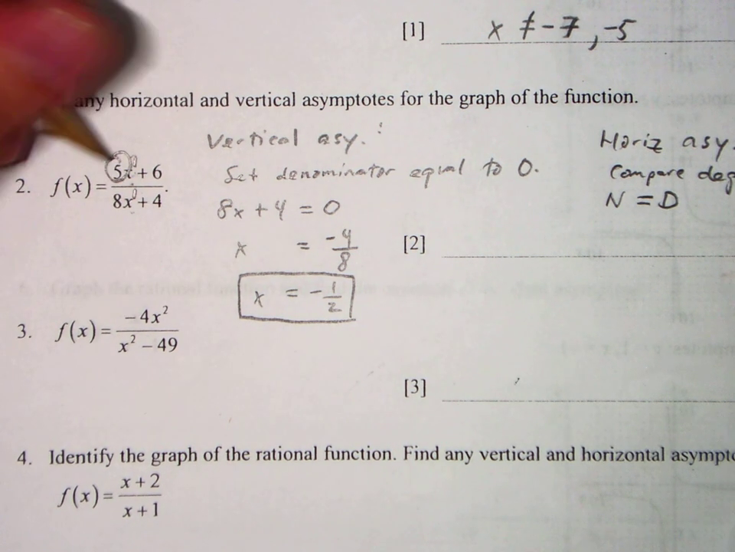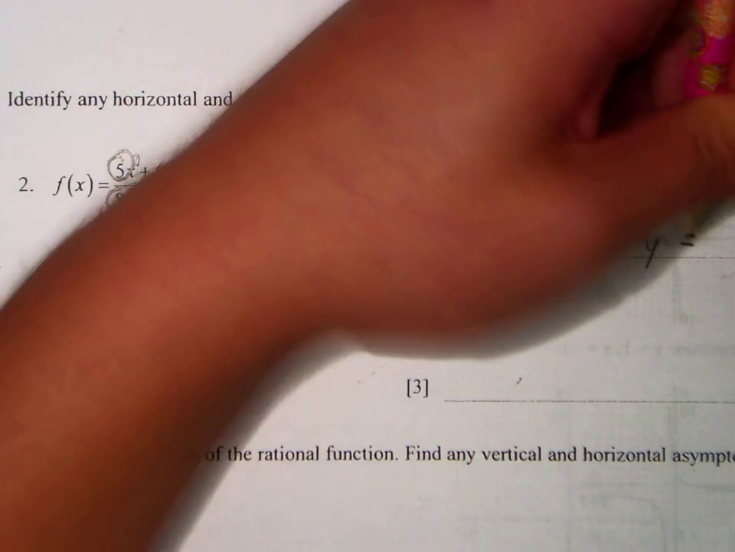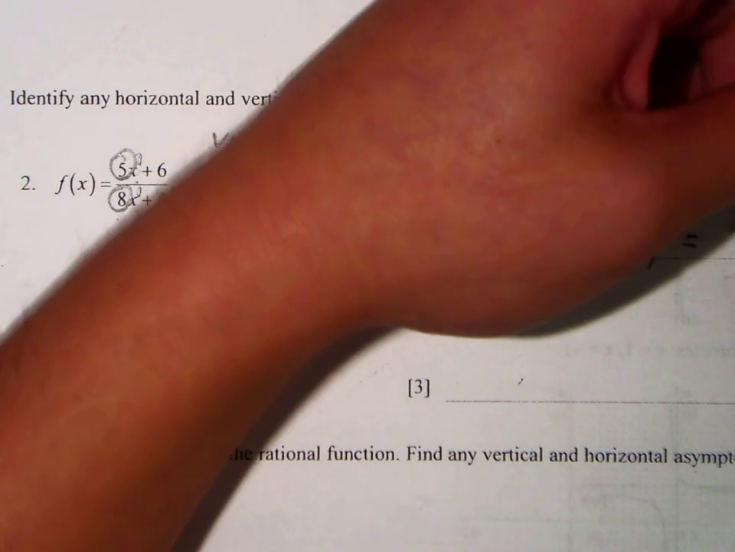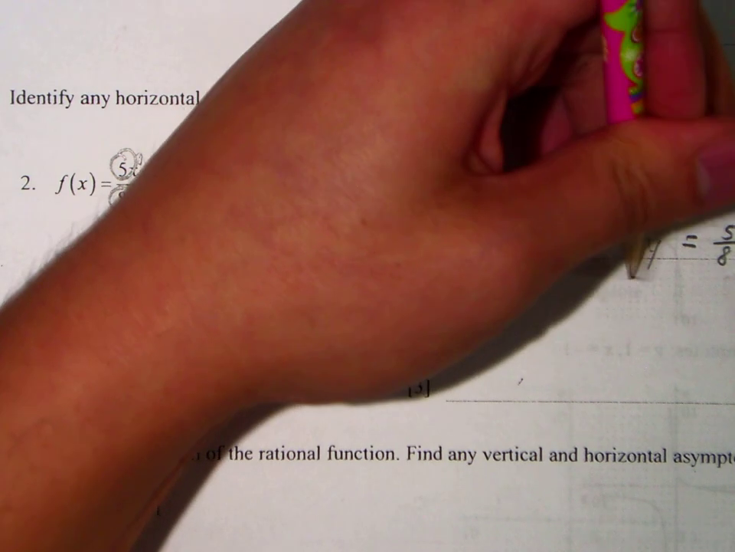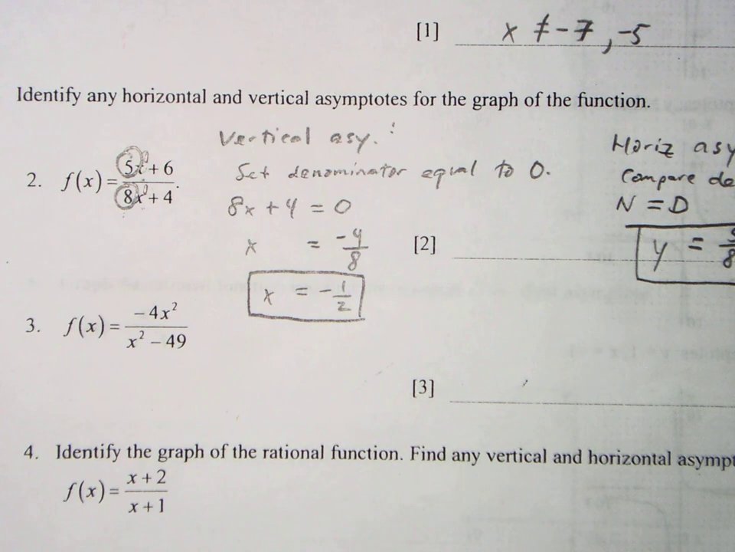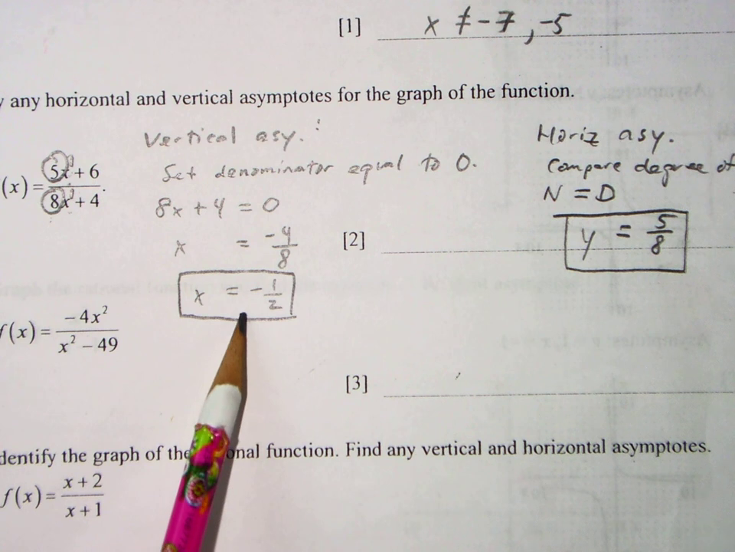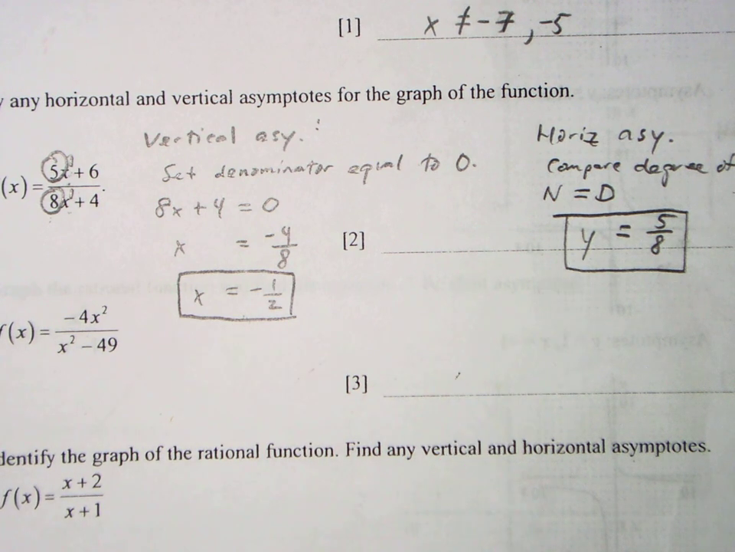we're going to look at the leading coefficients now. 5 and 8, the leading coefficients of each of the highest degree terms. Our horizontal asymptote will be y equals the leading coefficients of both of them, 5 over 8. So again, our answer here is that x equals negative 1/2 as our vertical asymptote, and y equals 5 over 8 for our horizontal asymptote.